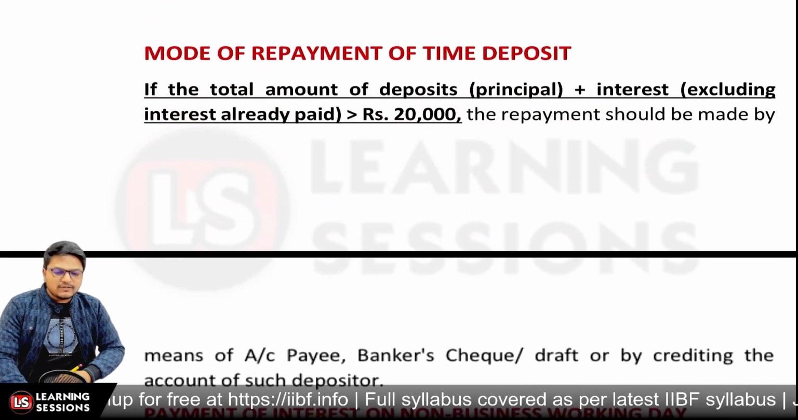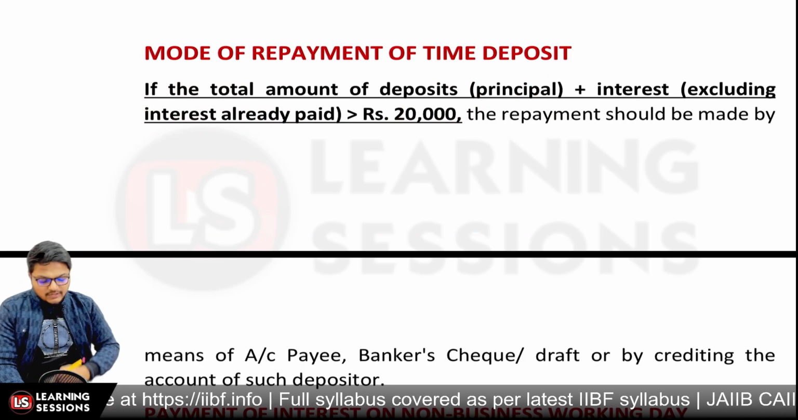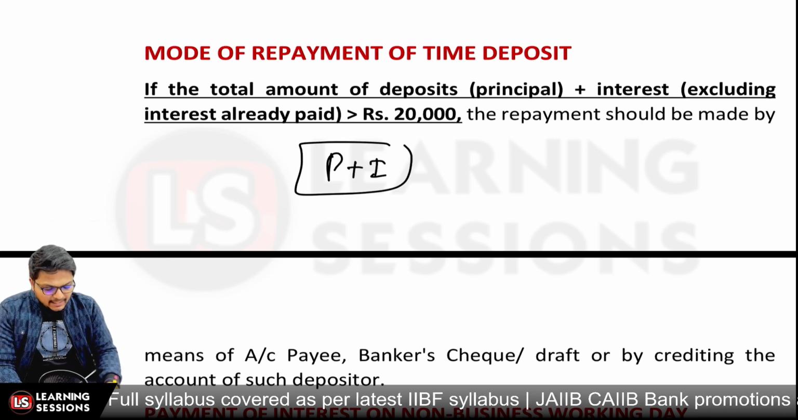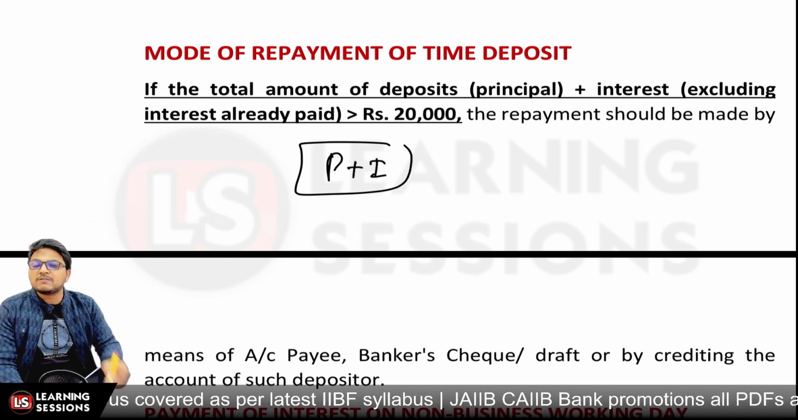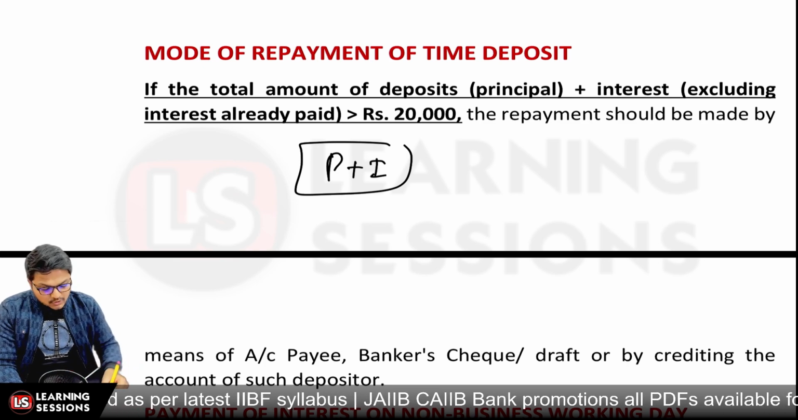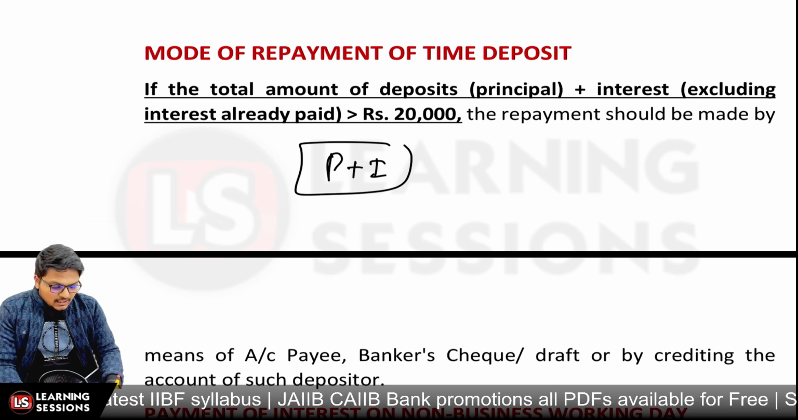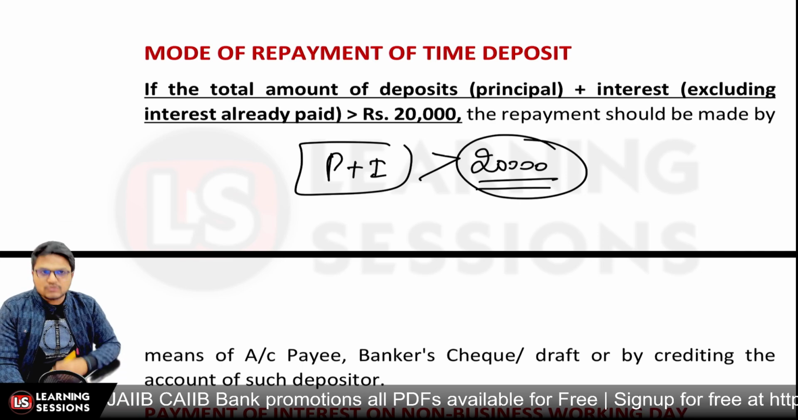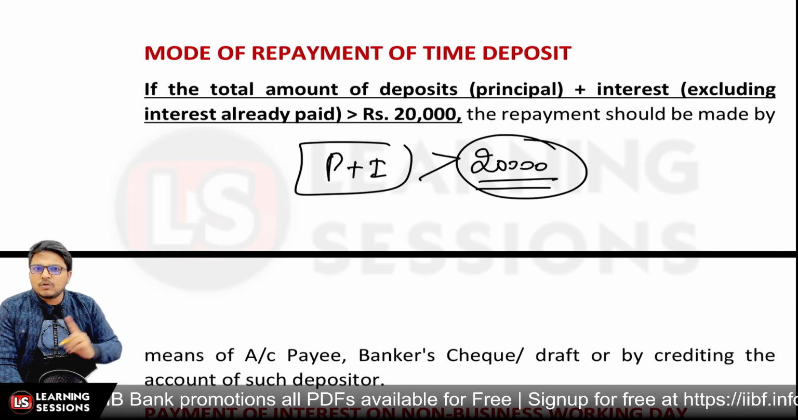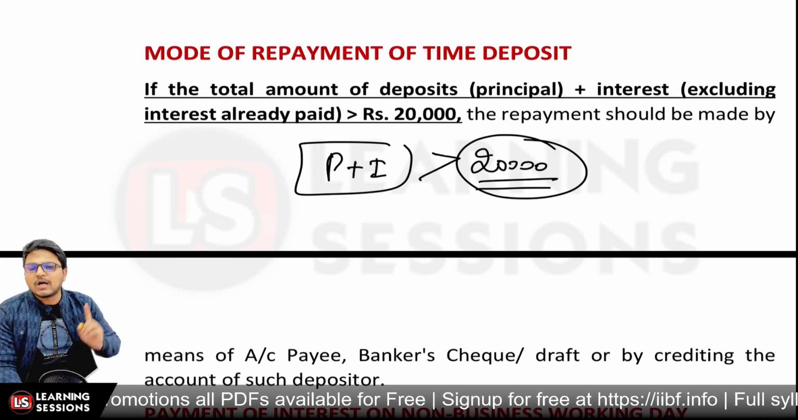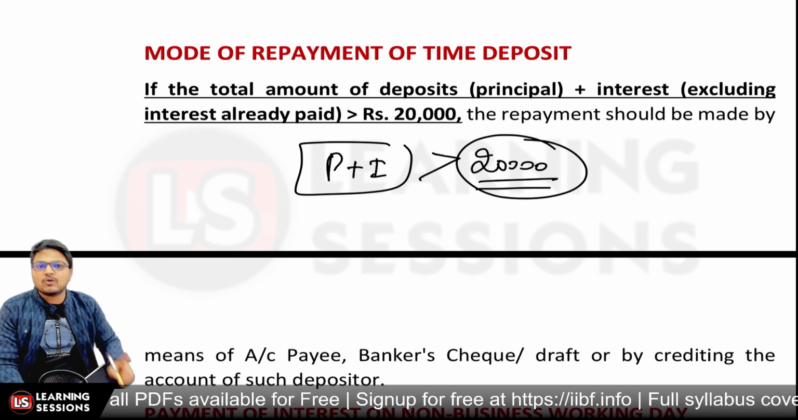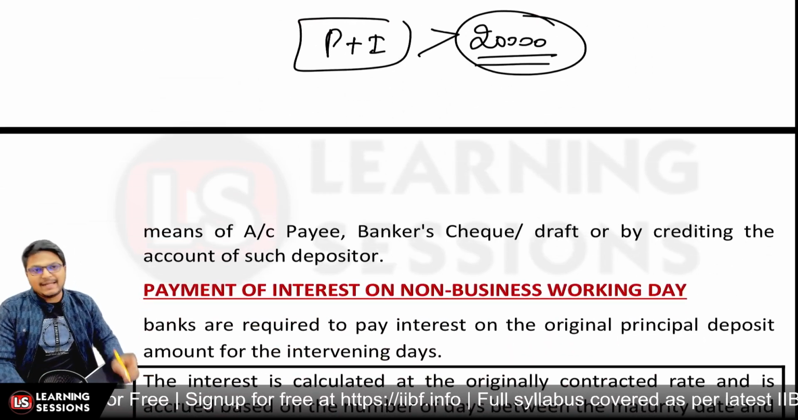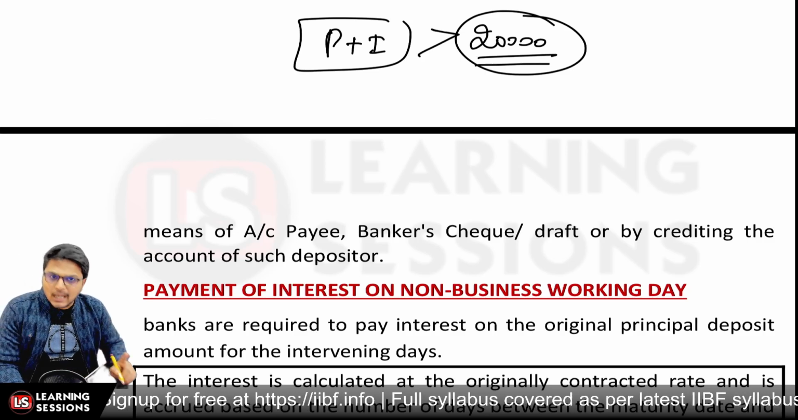Let me tell you, if the total amount of the deposit, that is principal plus interest if any credited, and excluding interest if it was paid previously, is exceeding rupees 20,000, the repayment should be made by means of account payee cheque or banker's cheque or draft, or by crediting the account of such depositor. That means cash payment is not allowed.